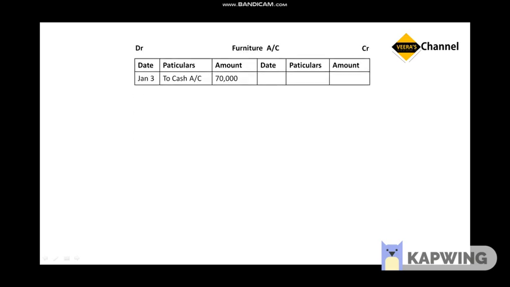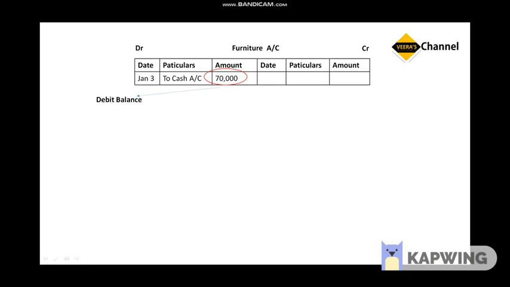Now, we'll see an example of furniture account taken again from previous video of ledger postings. By seeing the account, can we say what balance it is having? Credit or debit? I see no amount on credit side. So the total on debit side is greater than the total on credit side. So this furniture account has debit balance.